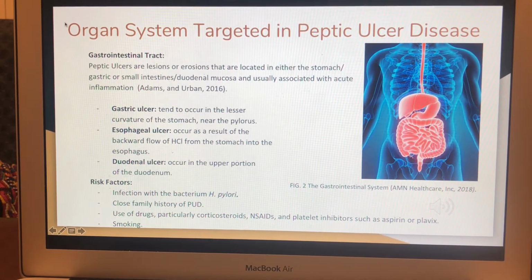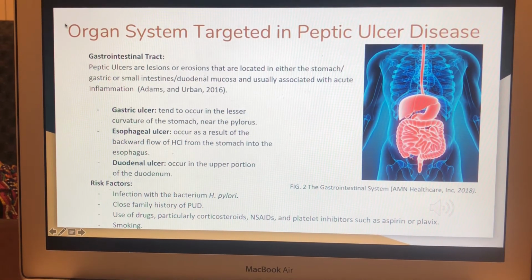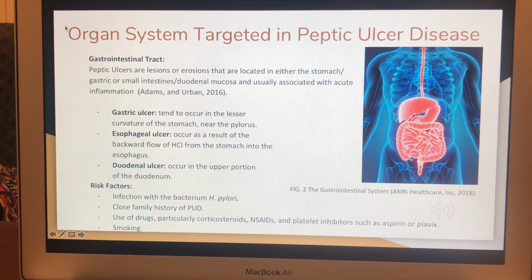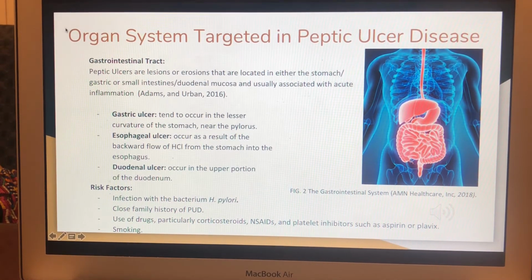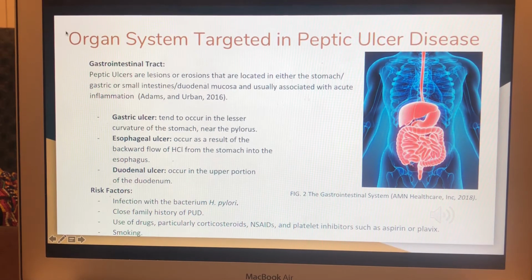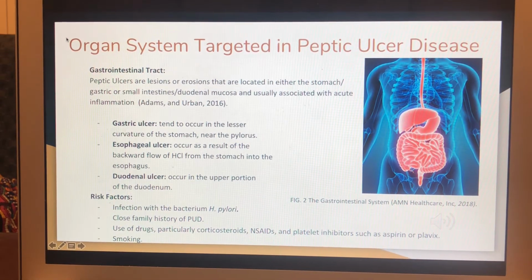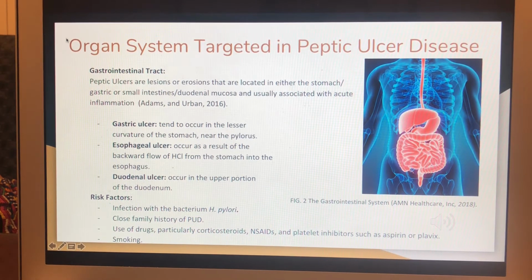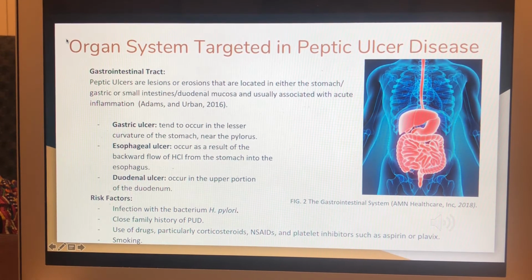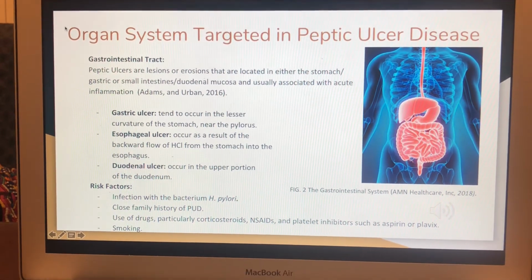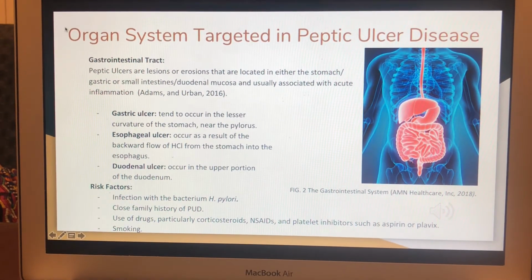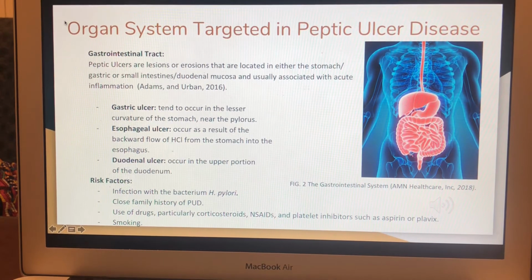Risk factors include infection with the bacterium H. pylori, and use of drugs, particularly corticosteroids, NSAIDs, and platelet inhibitors such as aspirin or Plavix. Genetics plays a role. A significant number of individuals with peptic ulcers have close relatives with the same problem, suggesting that genetic factors may be involved. Smoking.